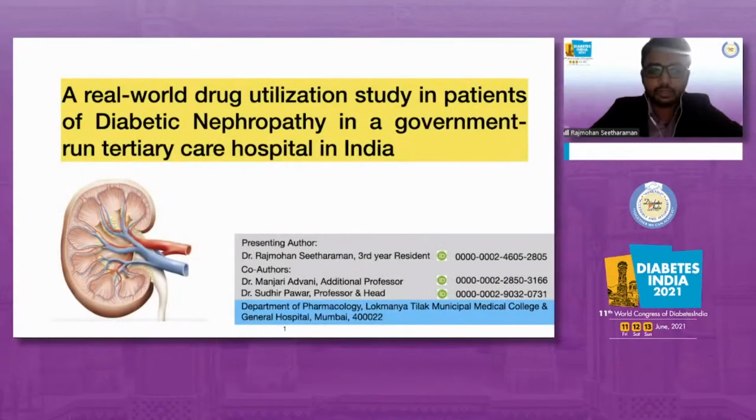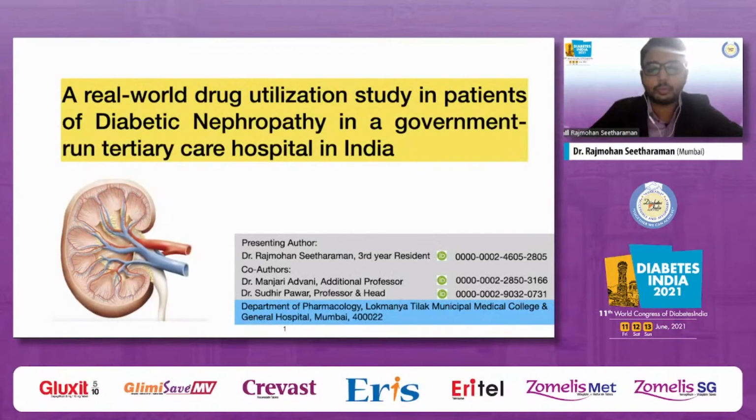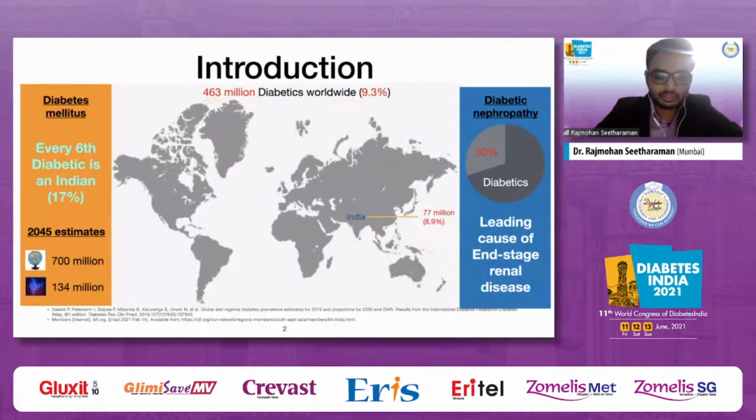A very good evening to everyone here. Thank you for providing me with an opportunity to present in such a prestigious conference. So today I'll be presenting an oral paper on a real-world drug utilization study in patients of diabetic nephropathy in a government-run tertiary care hospital in India. So the prevalence of diabetes mellitus in India is about 8.9%.